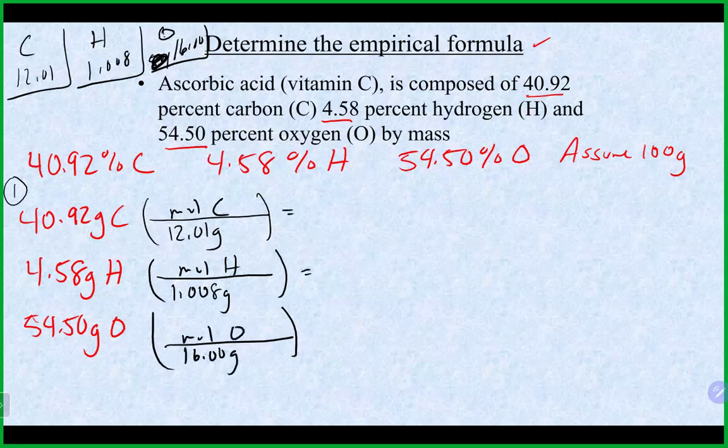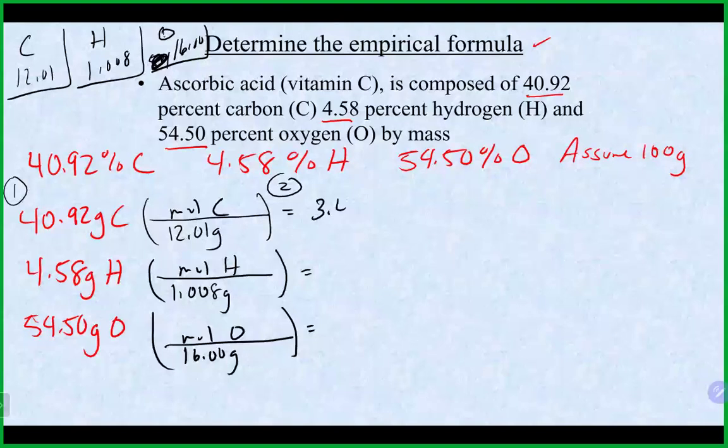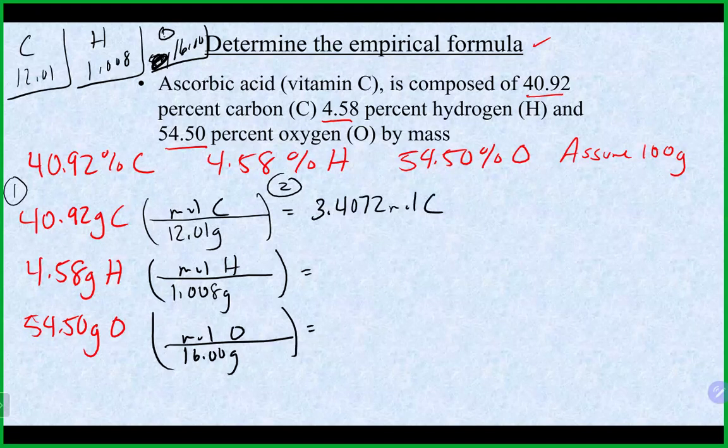So this is going to now convert me into the second thing I really need to do, which is get moles of everybody. So in this case, if I take 40.92 divided by 12.01, that's going to give me 3.4072 moles of carbon. 4.58 divided by 1.008 is going to get me 4.5437 moles of hydrogen. And 54.5 divided by 16, 3.40, and we'll call it 63 moles of oxygen.